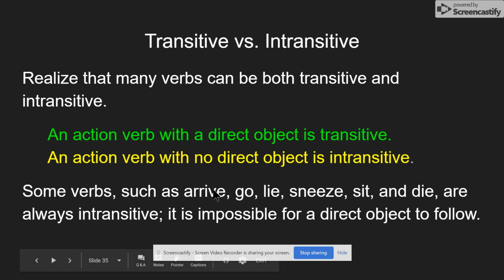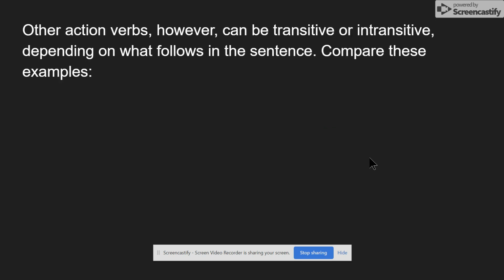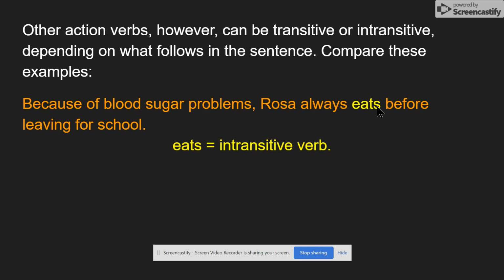There are some verbs, arrive, go, lie, sneeze, sit, die, and others, that are always intransitive. There's nothing you can put after them to make it a noun, to make it a direct object. But there are some verbs that function both ways. So let's take a look at some of those. Here are some that can function both ways.